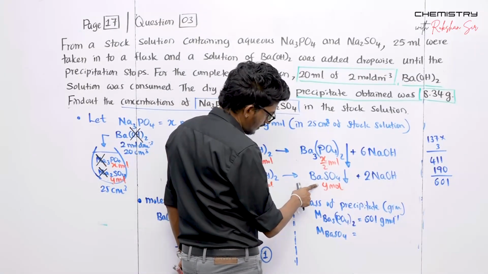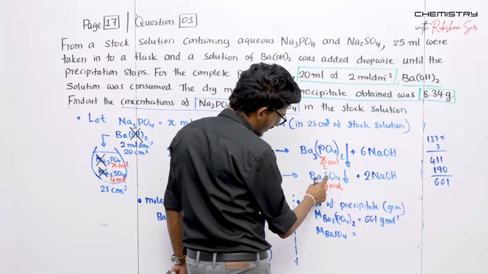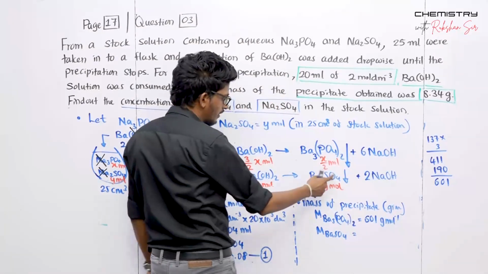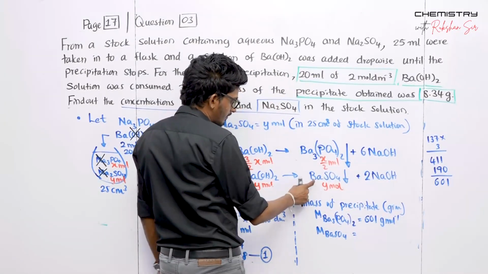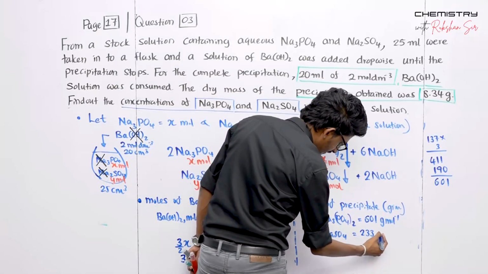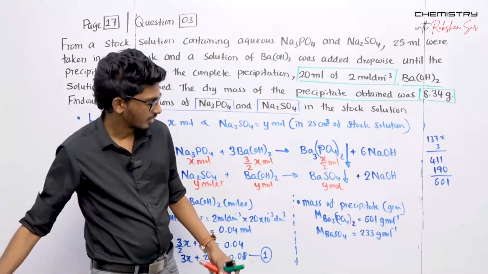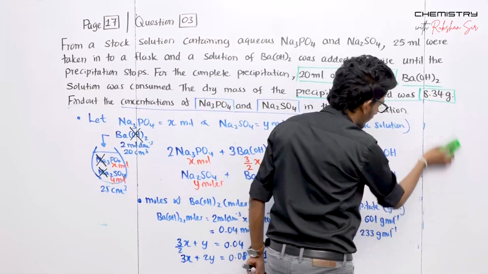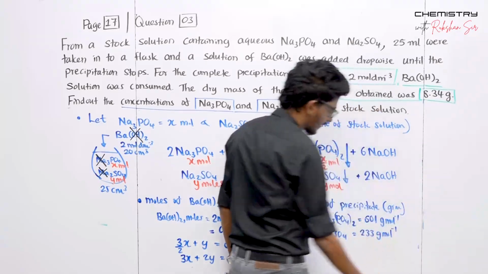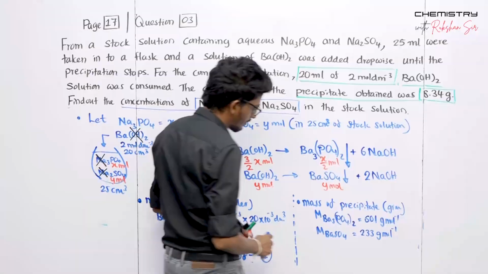137, and here 64 and 32. 64 and 32 is 96. With 137, it is 233. Right? Okay. Now we can convert the x moles and y moles, these numbers of moles, to the masses.